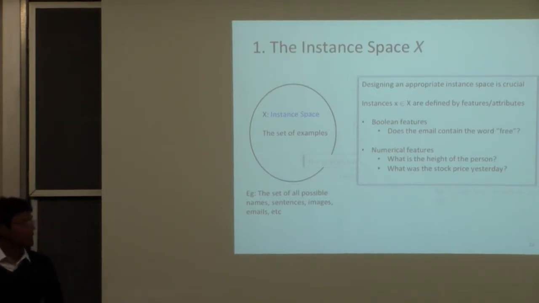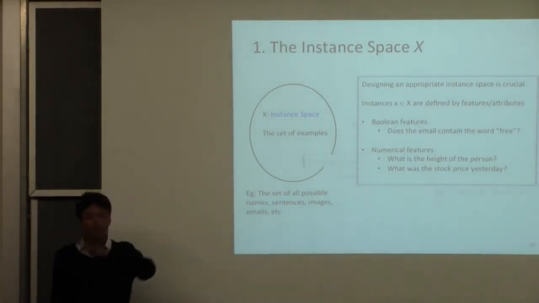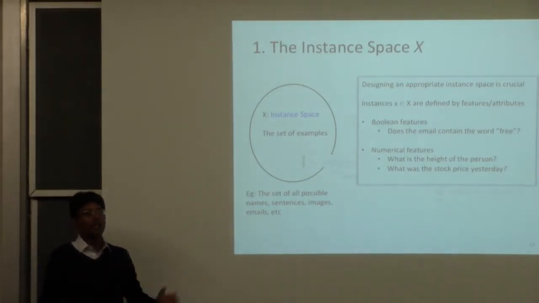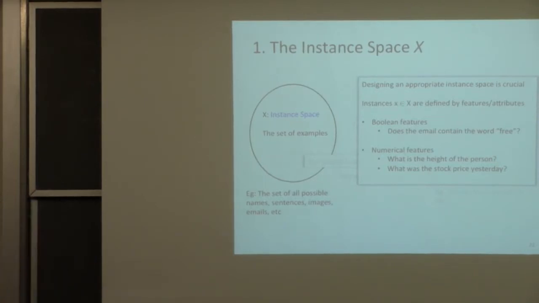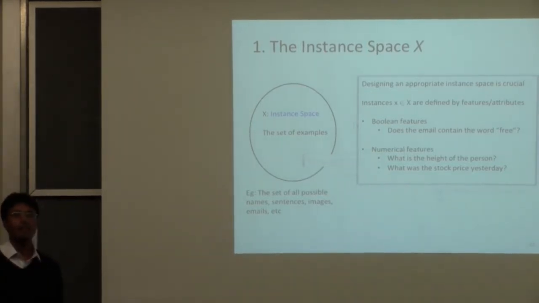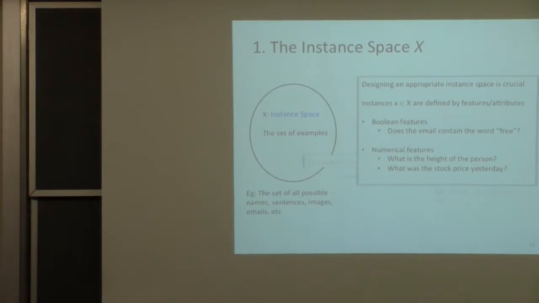And the way we do that is take every element in this space and map it, very often deterministically, to another space, a vector space called the feature space. And there are two kinds of features, primarily. Boolean features are things like, does this email contain the word free or not? Probably a strong indicator of spam. Or they could be numeric. What's the height of this person? What's the length of this word? What was the temperature yesterday? What was the stock price? And so on.